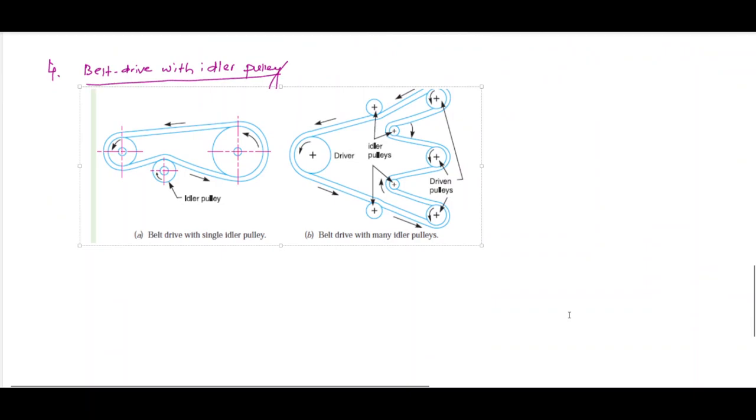First, A shows belt drive with a single idler pulley, and here in the second case we have a belt drive with more than one idler pulley. These are the idler pulleys. Here we have a single idler pulley, and here we have a number of idler pulleys. Sorry, this one is not an idler pulley, these are the idler pulleys.